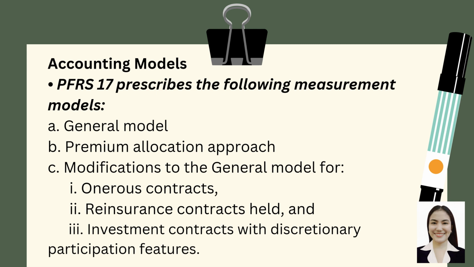Onerous contracts meaning if yung total of its fulfillment cash flows, any previously recognized acquisition cash flows, and any cash flows arising from the contract at initial recognition date is a net outflow. So itong net flow na ito recognize siya as a loss sa P&L or profit and loss. And reinsurance contracts held and investment contracts with discretionary participation features. And now, let's proceed to the next slide.